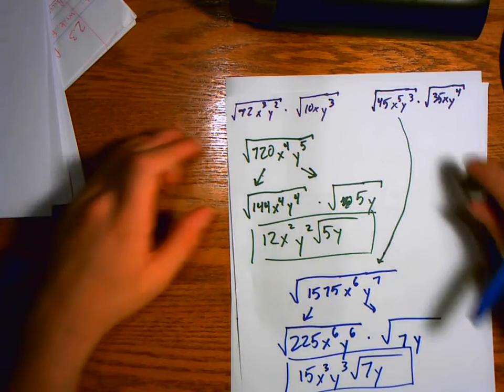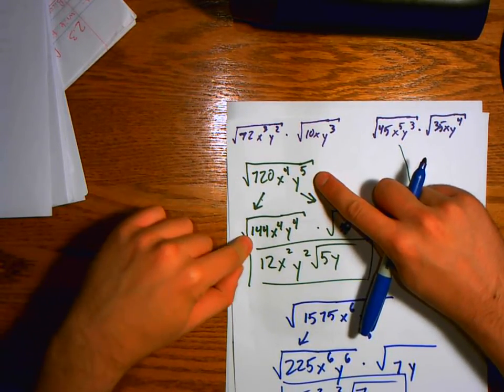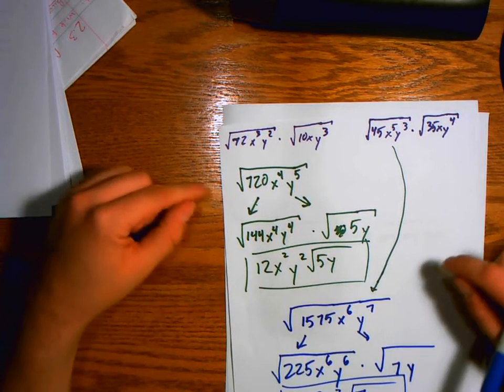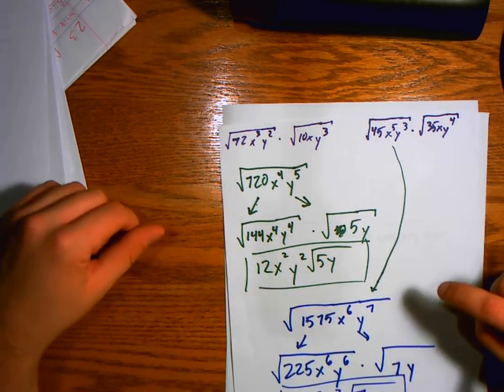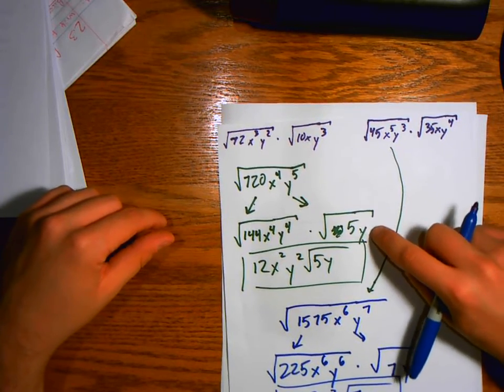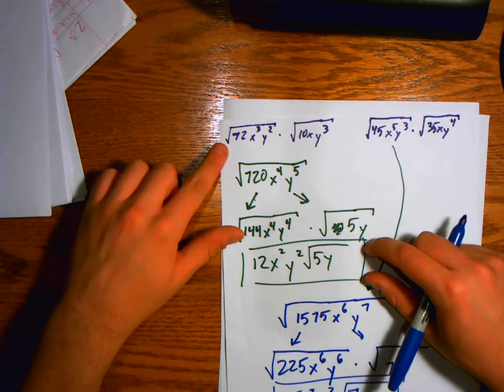So the main goal in these two problems is to combine them together to form one radical, then find the largest perfect square factors, and leave everything else that you can't take the square root of underneath the radical. So this is the most simplified answer to this problem up here.